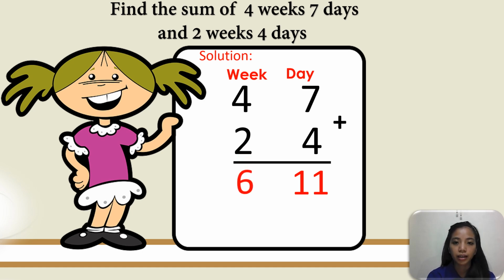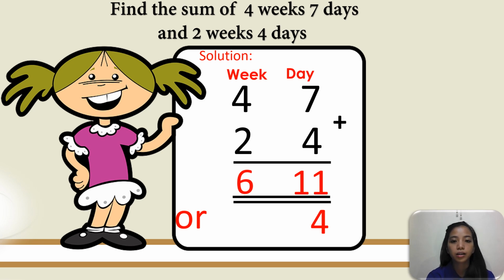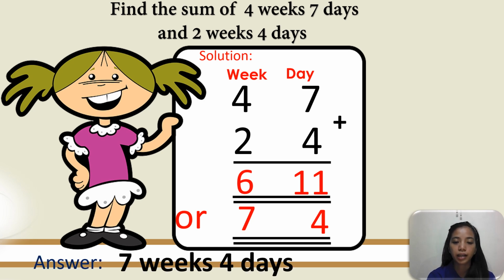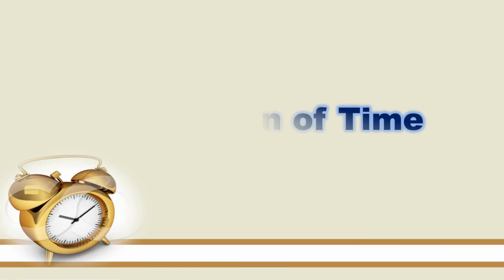Since 11 is greater than 7 days, we need to subtract it. So 11 minus 7 is equal to blank. So before that, put or, and then 11 minus 7, we have 4. And then the 1 week will be added to 6 weeks. So 6 plus 1 is equal to 7. So the final answer, we have 7 weeks and 4 days. Subtraction of time.